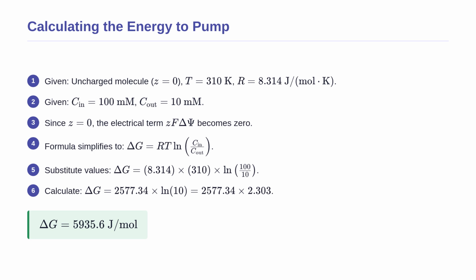The ratio of 100 over 10 simplifies to 10, meaning the cell is pumping into an area 10 times more concentrated. Multiplying the constants gives us 2,577.34, and the natural log of 10 is approximately 2.303. Multiplying these yields our final answer, a positive 5,935.6 joules per mole. This positive value confirms the cell must burn ATP to provide this massive energy input.